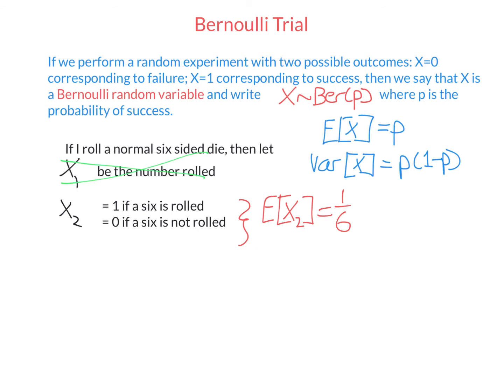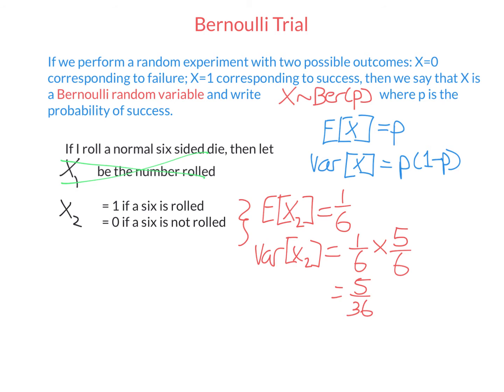The variance of a Bernoulli random variable, you just take the probability of success and multiply by the probability of failure. The probability I don't get a 6 when I roll a die is 5 over 6. So that will just be 5 over 36. And of course, if I was asked for the standard deviation of this variable, I would just square root that. So Bernoulli random variables are very important because they're like the building blocks of the binomial, hypergeometric, and geometric distributions.